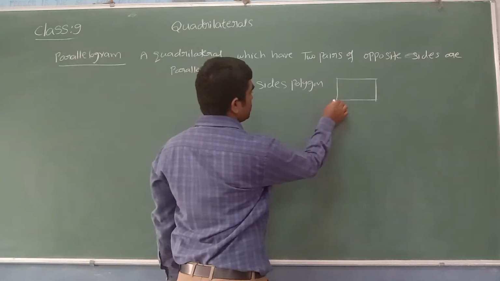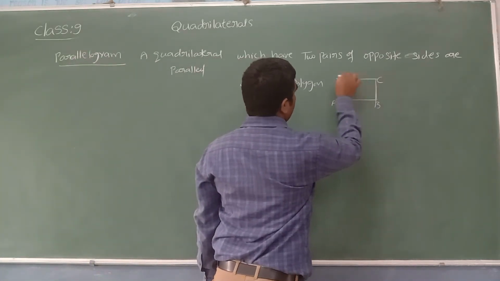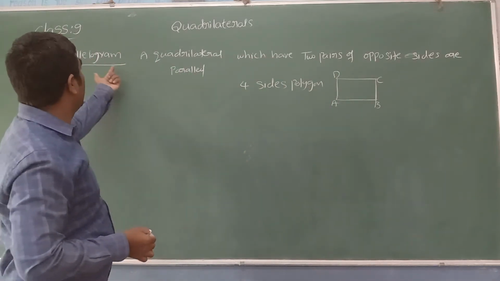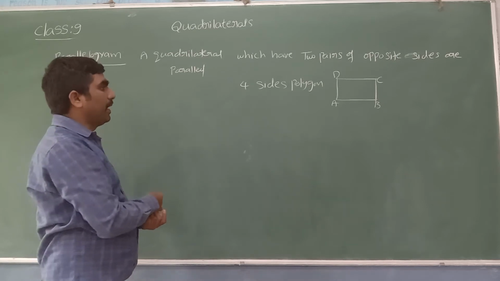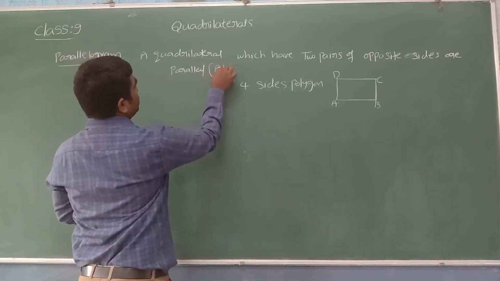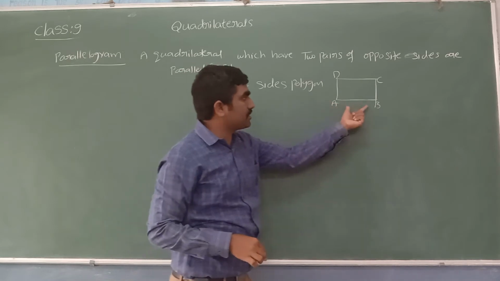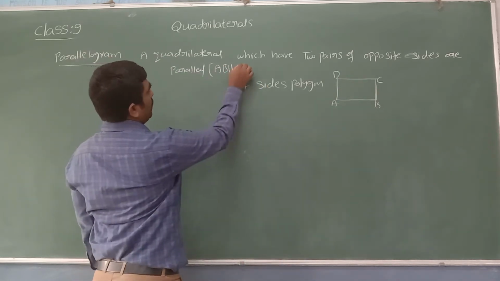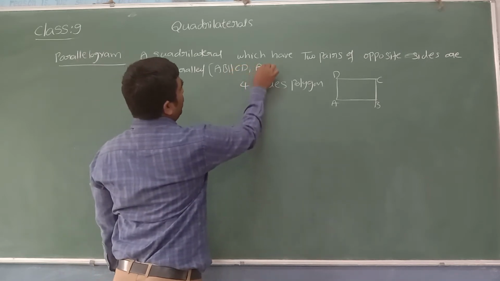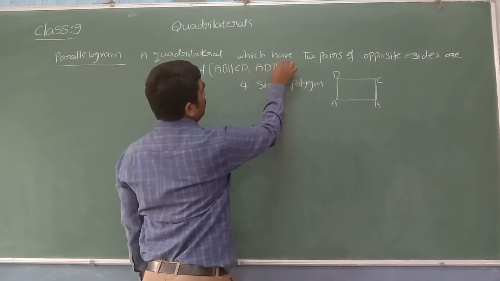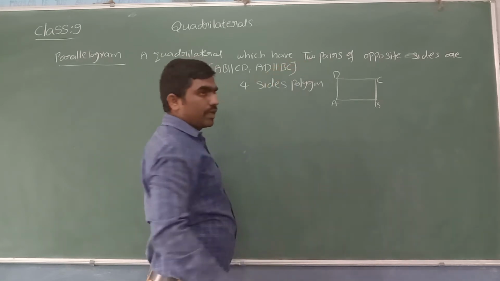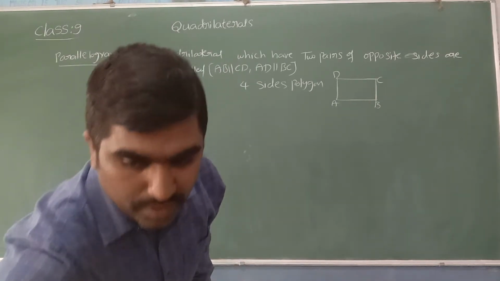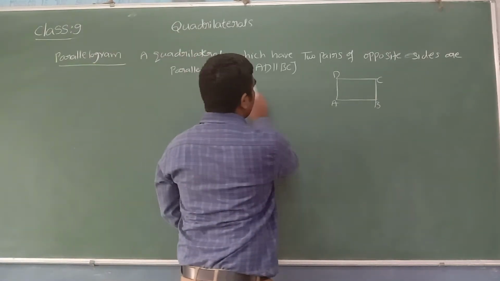Now let me take one quadrilateral ABCD. It is said to be a parallelogram if two pairs of opposite sides are parallel, that means AB is parallel to CD, and AD is parallel to BC. A quadrilateral in which two pairs of opposite sides are parallel is called a parallelogram.